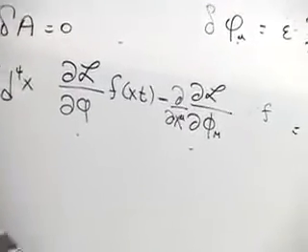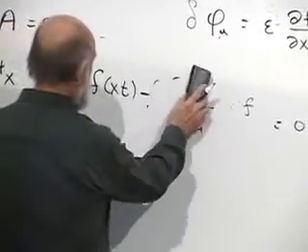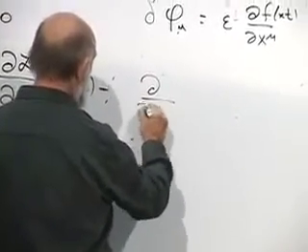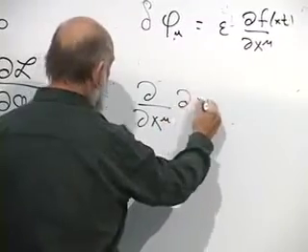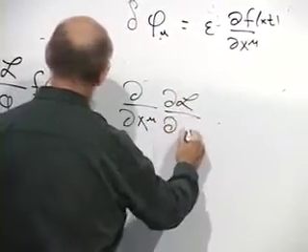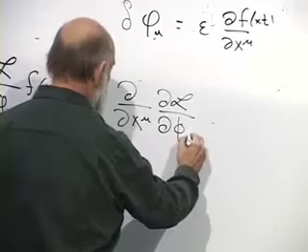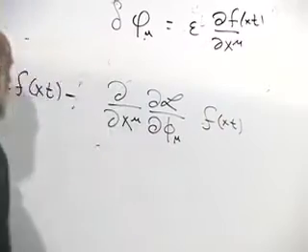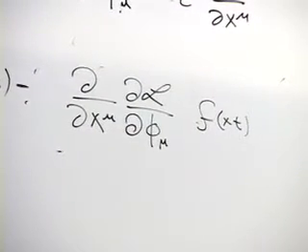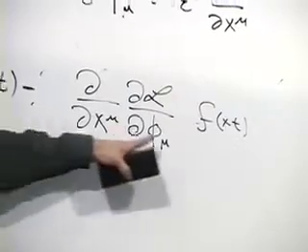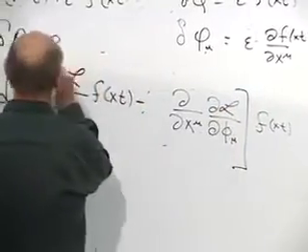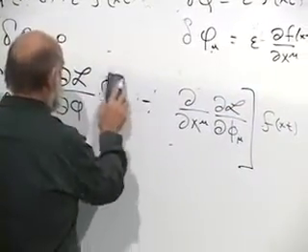Let me write it out a little more clearly. Minus d by dx mu of the derivative of the Lagrange density with respect to phi mu times f of x and t again. All right, now we're getting close to being in business. We have f multiplying both factors here, so I can put a bracket around here and factor out the f.